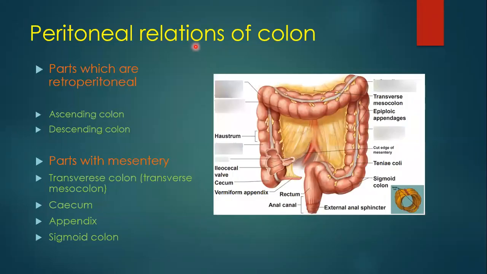Peritoneal relation of the colon. We divide it into parts which are retroperitoneal and parts with mesentery. Parts which are retroperitoneal: ascending colon and descending colon. Parts with mesentery: transverse colon, cecum, appendix, and sigmoid colon.